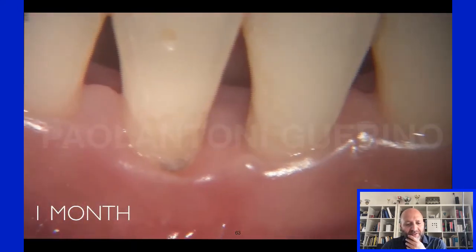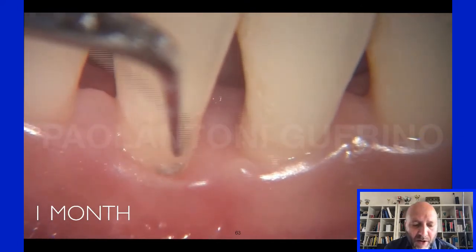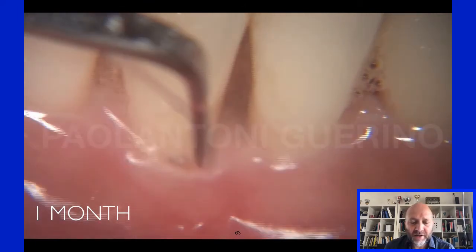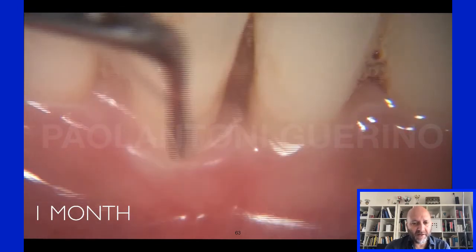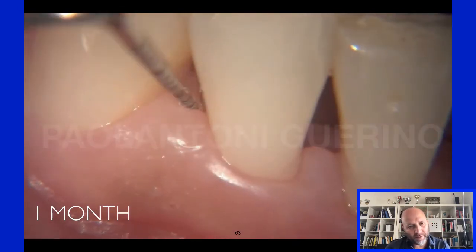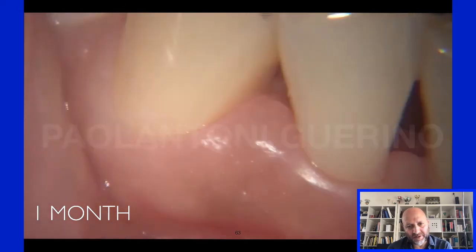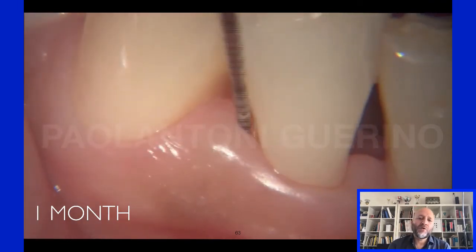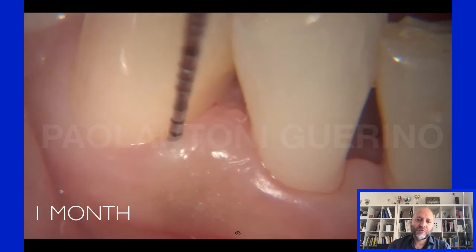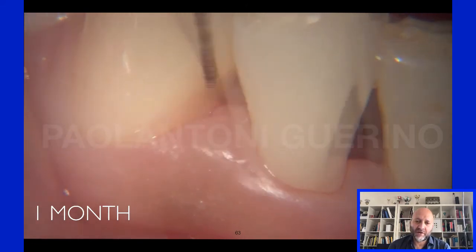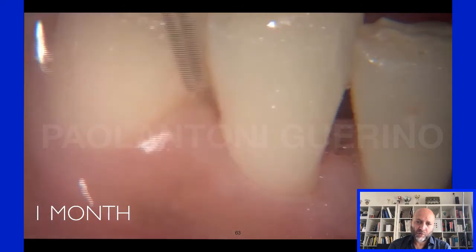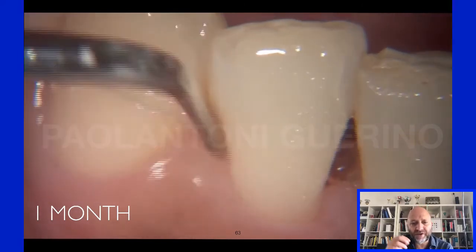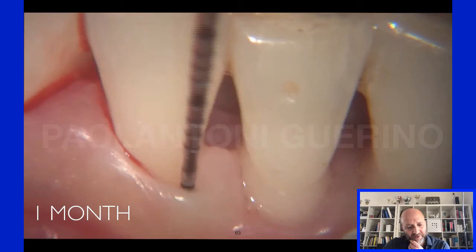In general, in a complex case, I prefer to meet the patient after 1 month to check their ability to clean, and if necessary, to retreat in very, very safe micro non-surgical strategies. We use the probe. We want to understand if there is calculus, and then we remove in a very safe way the calculus and the biofilm with the ultra thin tips on the ultrasonic devices.